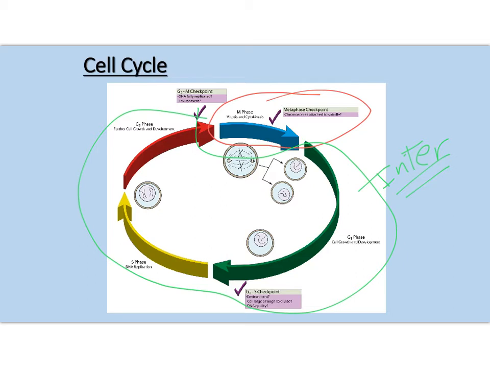So the vast majority of cells in your body right now are in interphase. And then a handful of them, which is still a big number since you're made of billions upon billions of cells, but a handful of cells are actually in mitosis and are actively dividing. The majority of cells, though, are all in interphase.